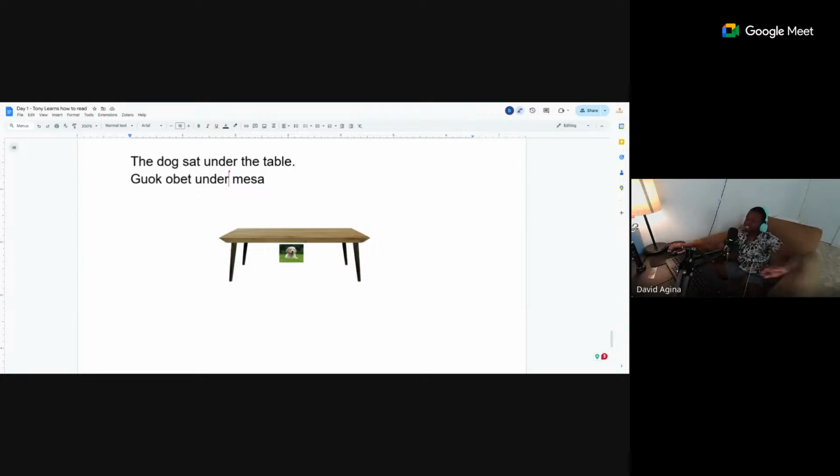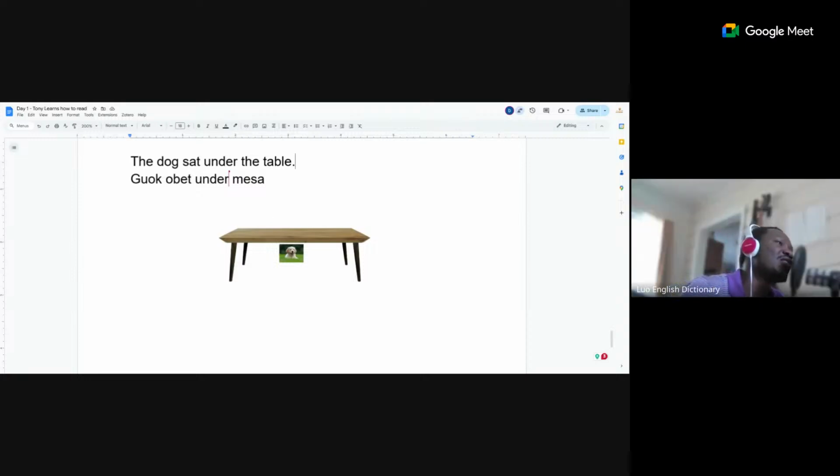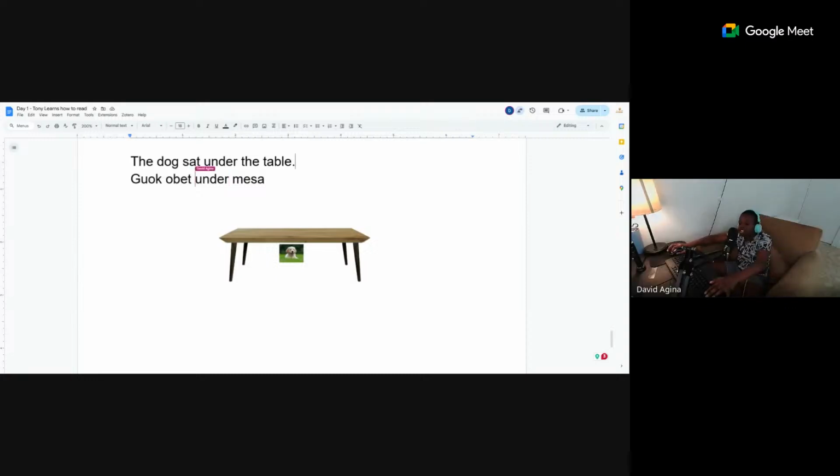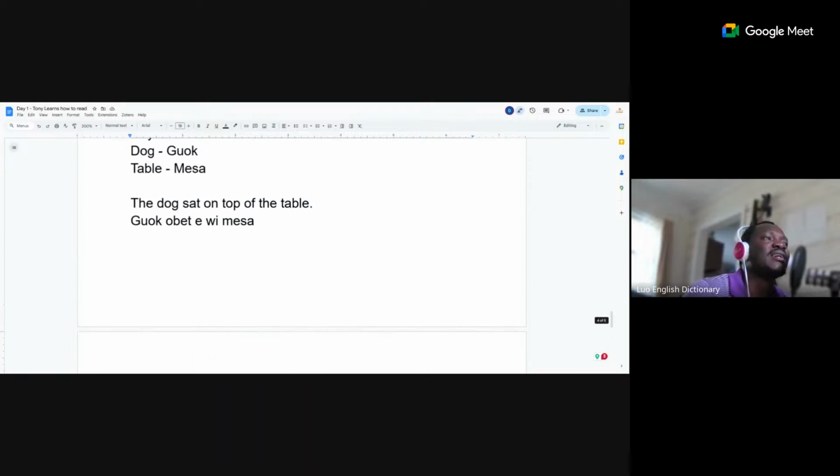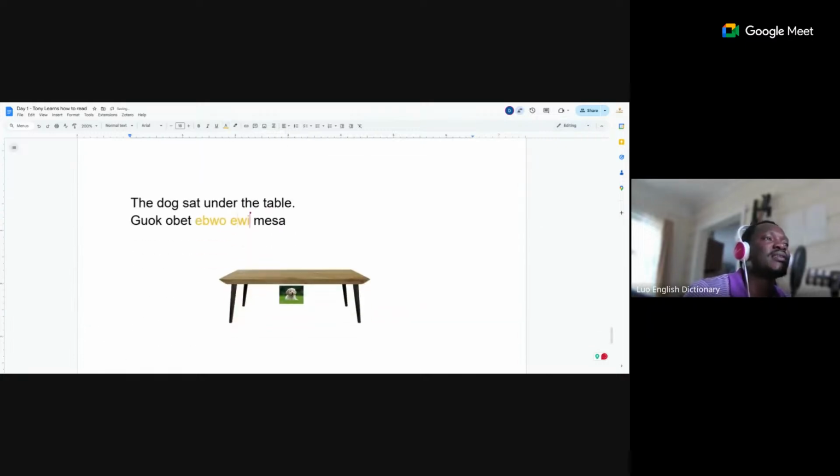Wait, what? Hold up. So, guok obet e buo mesa. E guok mesa. E buo. Yes. So, can you underline e buo? Make it a different color. A buo is a different color, and ewi on the other side is also a different color. So ewi is on top, a buo is under.